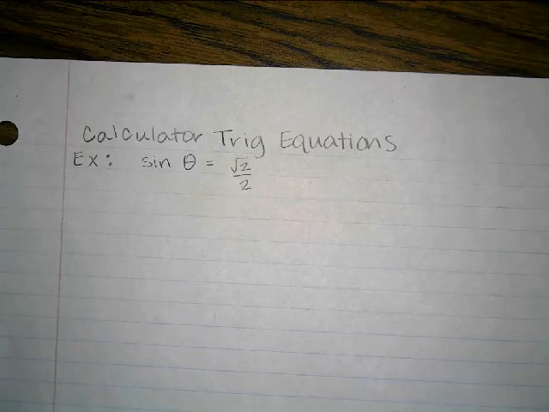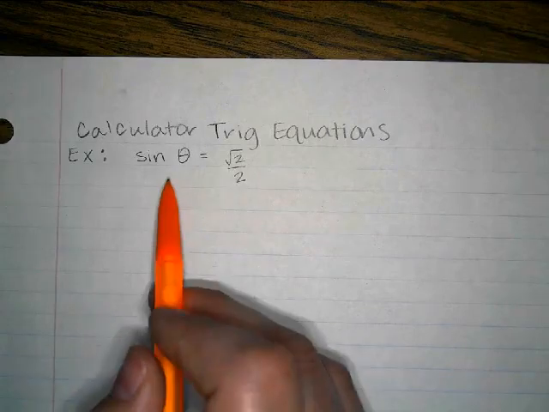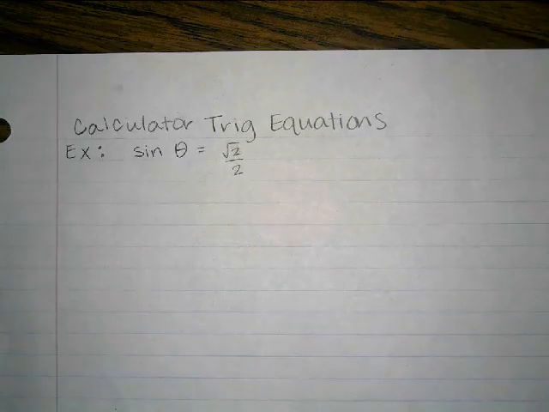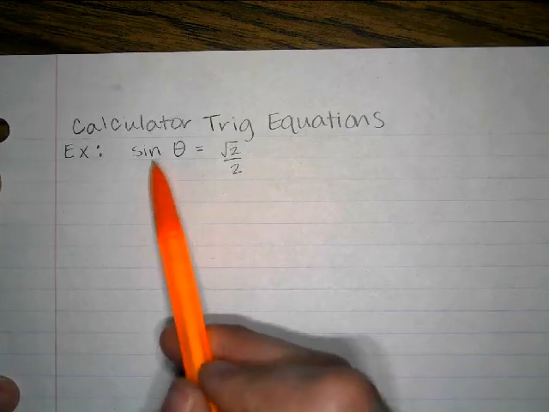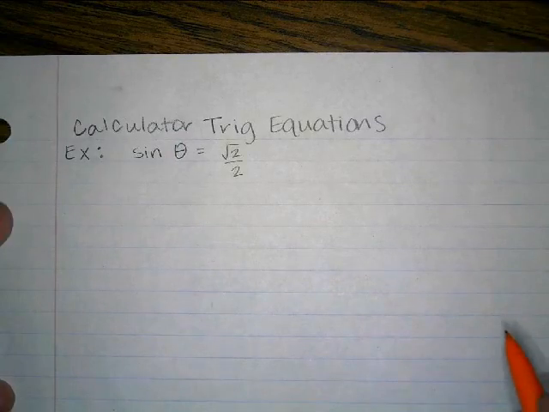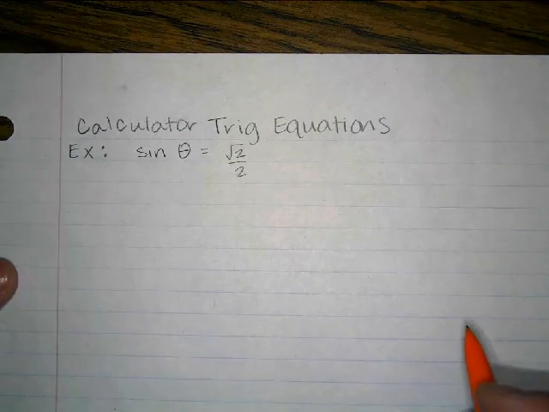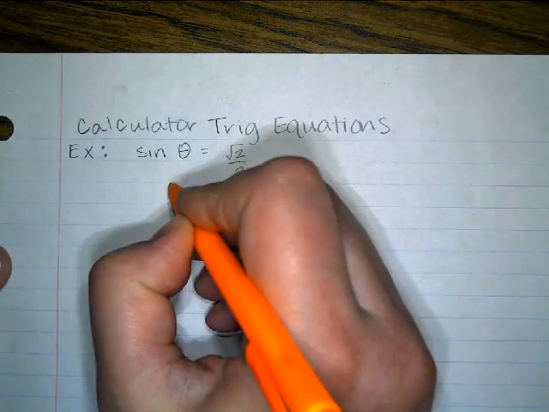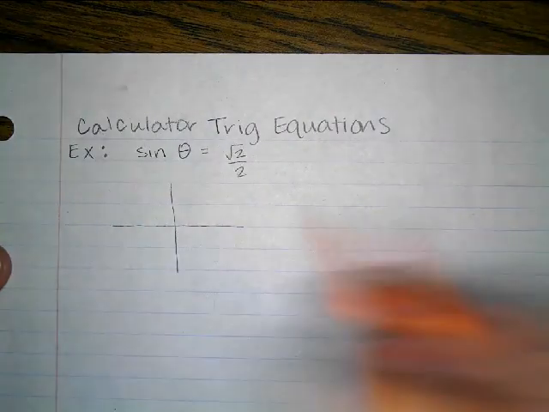All right, so go ahead and start writing this on your notes. Before we do true problems that have to be done with the calculator, we're going to start with problems that we know can be done with the unit circle. So we're going to solve sine theta equals root 2 over 2. And if you look at your unit circle, there are two places where you have the y coordinate being root 2 over 2.